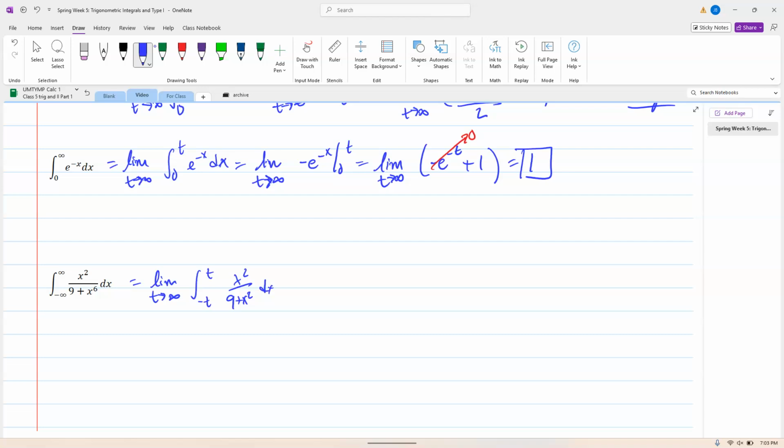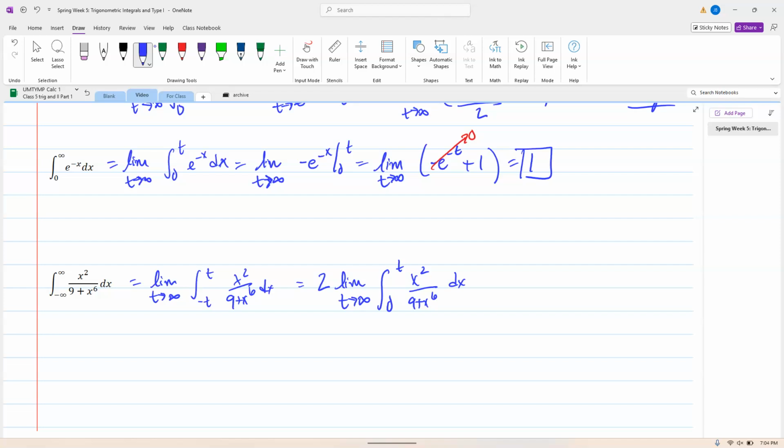Okay, and then you're like, oh yeah, there was a property of even functions, x to the sixth, right? This is an even function, so you could actually say that this is 2 times the limit as t approaches infinity of the integral from 0 to t of x squared over 9 plus x to the sixth dx. I'm always going to mess that one up. Okay. All right, this is fine. How in the world do we integrate this thing?